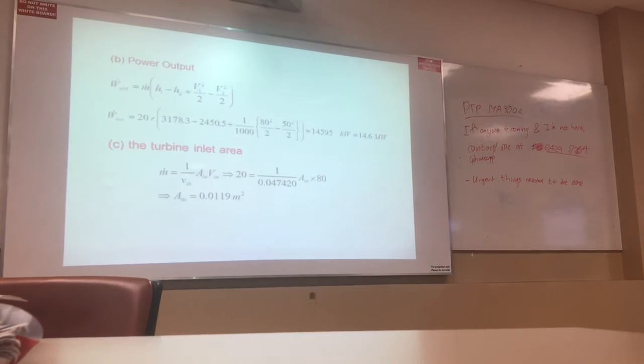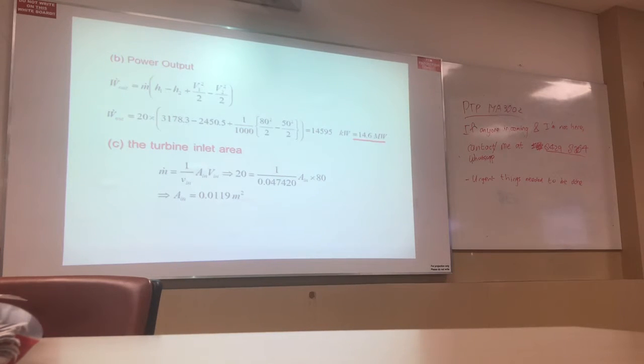Now I am going to substitute the numbers. Then I can find W output is equivalent to 14.6 megawatt. So this is the change in enthalpy and change in kinetic energy. This is for unit balance, 1 by 1000 for unit balance. Then you plug in these values and you can get the answer.